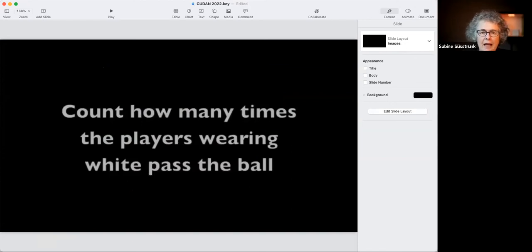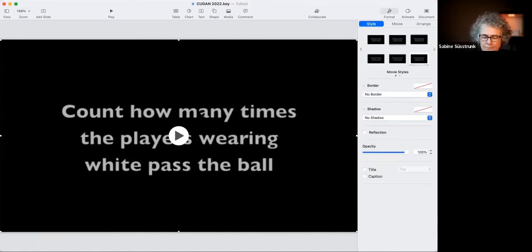So the first thing, I have a little task for you. You waited long enough to do something, so I'm actually asking you to do something. I'm going to play this video, and you're going to count how many times the players wearing white pass the ball. Count how many times the players wearing white pass the ball.